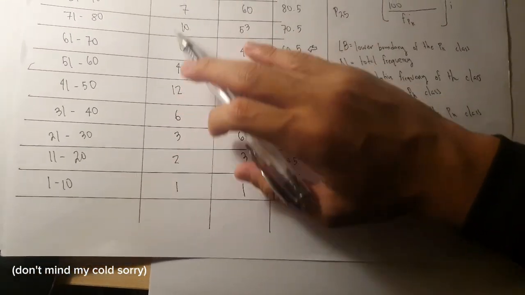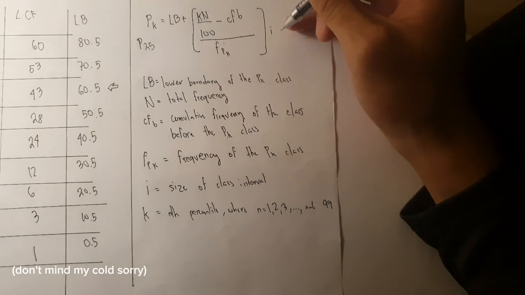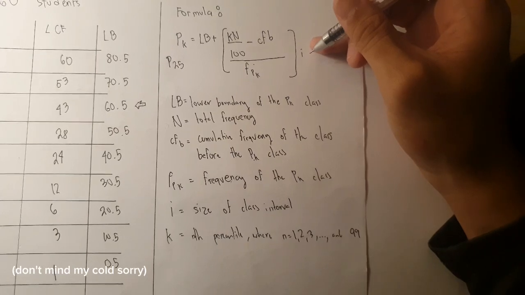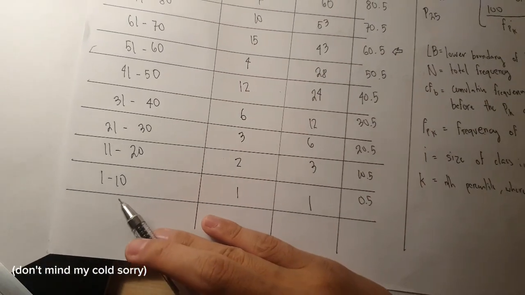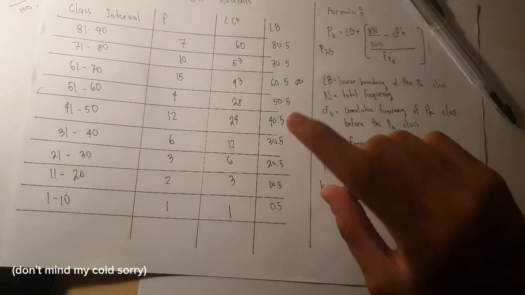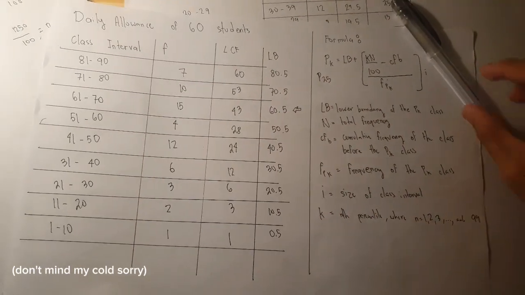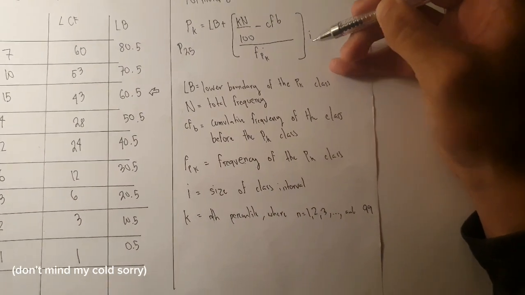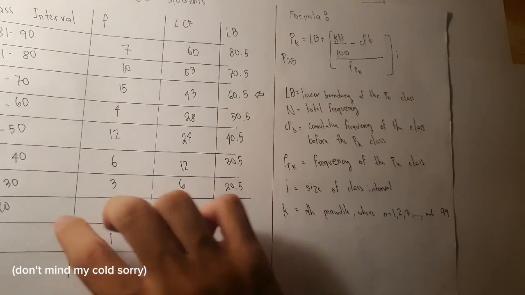I is the size of the class interval, which also means the gap of the class interval. For example, let us take the class interval of 1 to 10. We'll count 1, 2, 3, 4, 5, 6, 7, 8, 9, 10. So the size of your class interval is 10. Now let's proceed with the application of the formula.